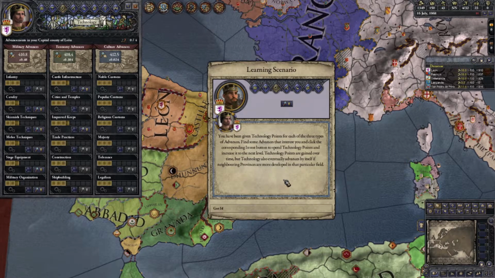You have been given technology points for each of the 3 types of advances. Find some advances that interest you and click the corresponding invest button to spend technology points and increase it to the next level. Technology points are gained over time, but technology also eventually advances by itself if neighboring provinces are more developed in that particular field.